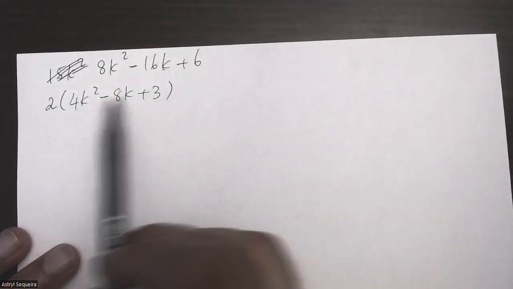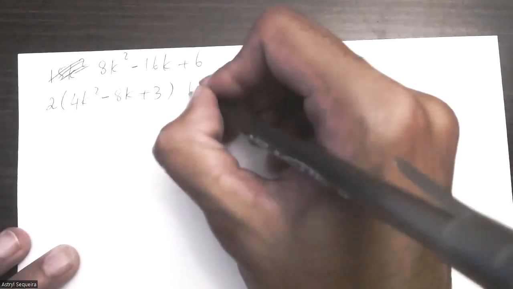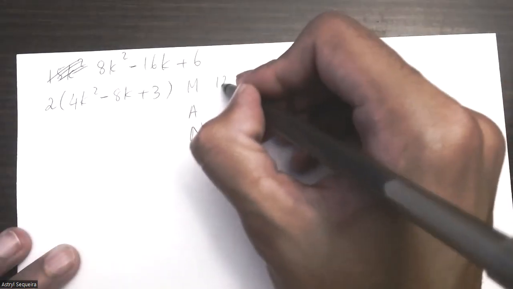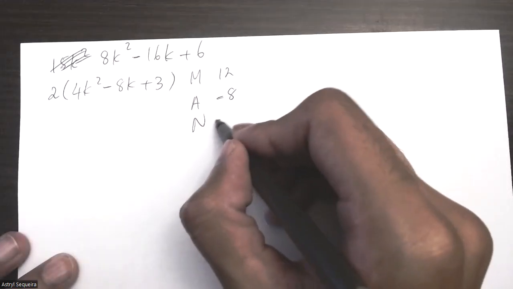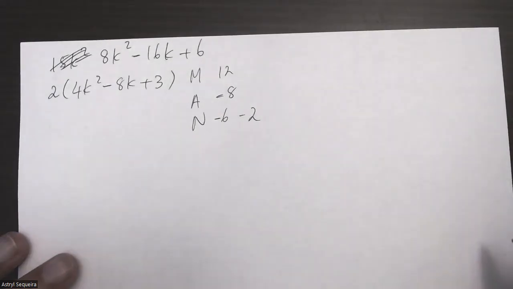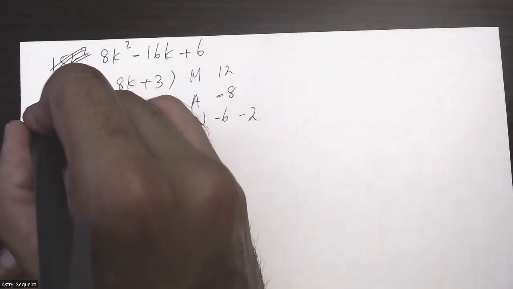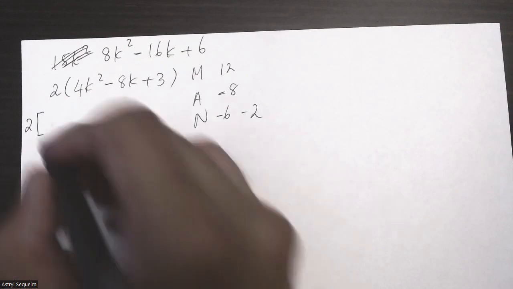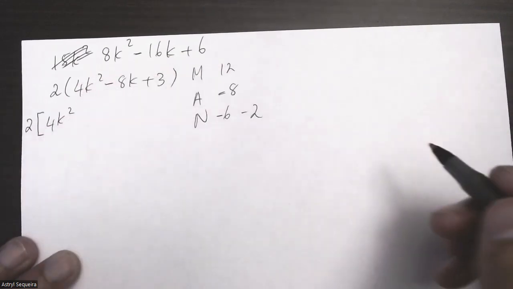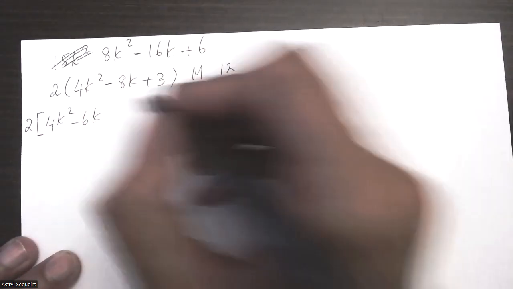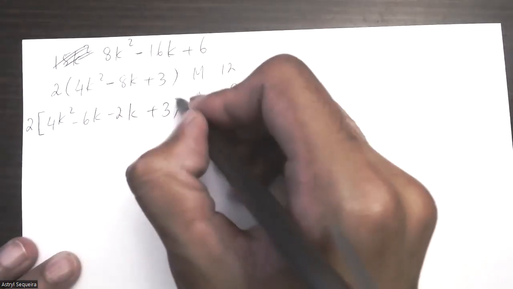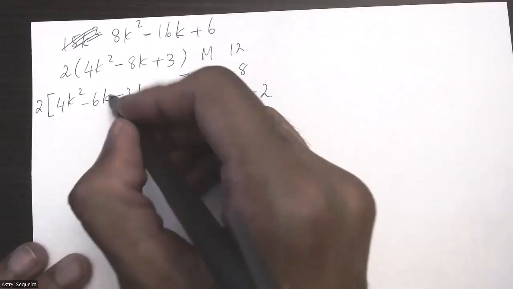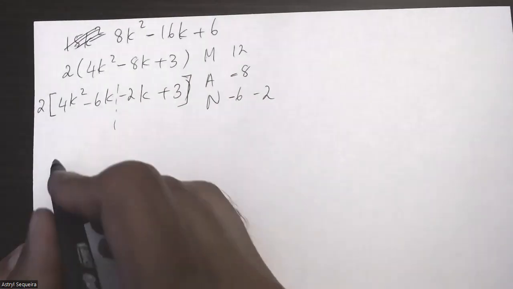But this is still a complex trinomial in here. So I'm going to do my method again. 4 times 3 is 12. Negative 8 is my a. Two numbers are negative 6 and negative 2. So now I'll use square brackets here to make things easier. 4k squared minus 6k minus 2k plus 3. And then I'll factor by grouping. So I'll put my line in the middle.